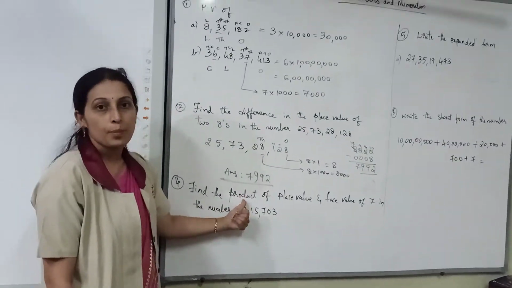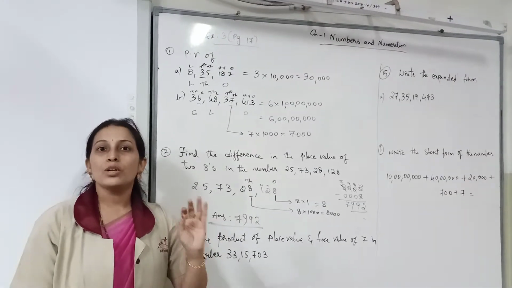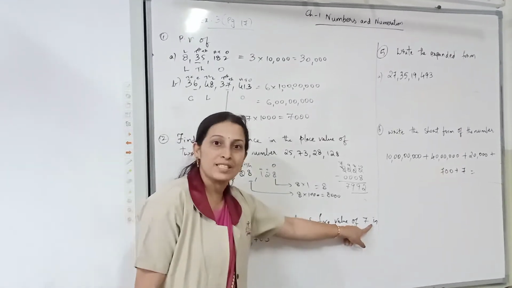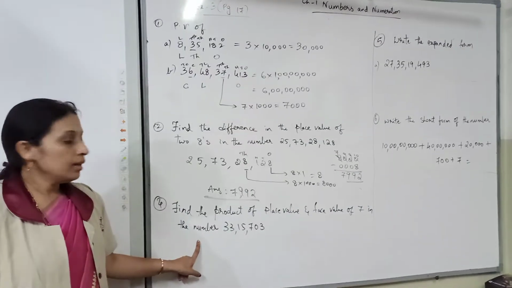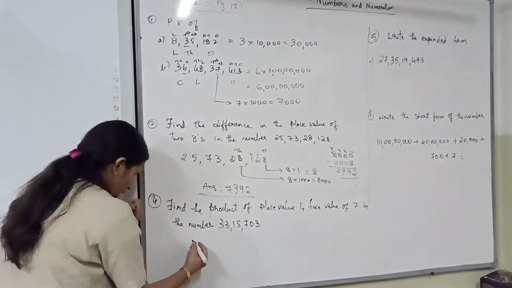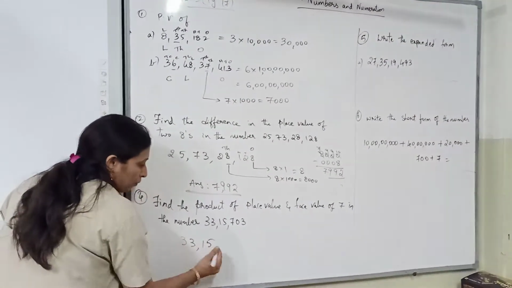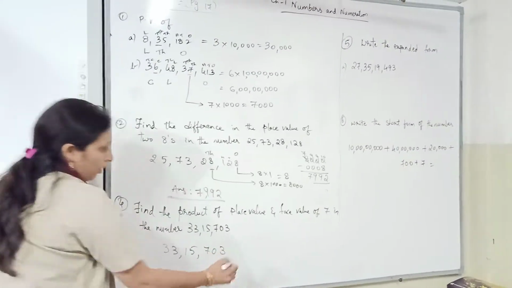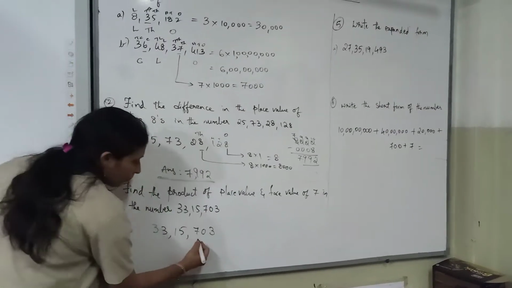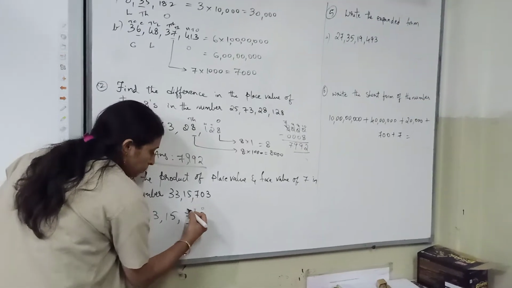Coming to the fourth, read the question. Find the product. When you read the word product, it should strike you that you should multiply. Find the product of place value and face value of 7 in the number 33,15,703. Now first write the number. 33,15,703. Place value and face value of 7. Where is 7 here? Underline that. Now write the place value. What is the place value here?